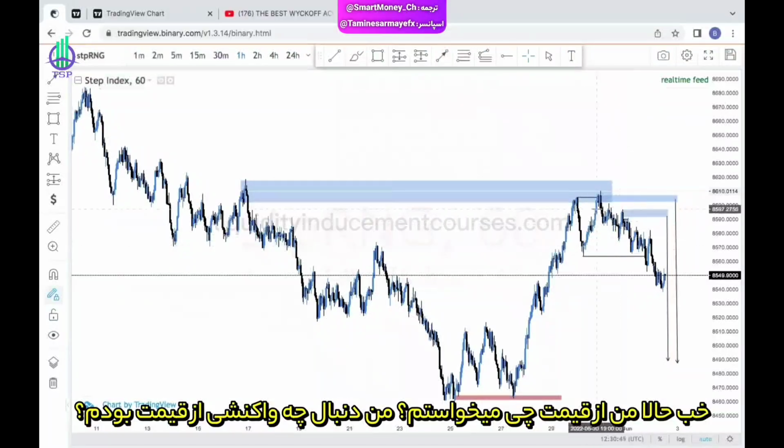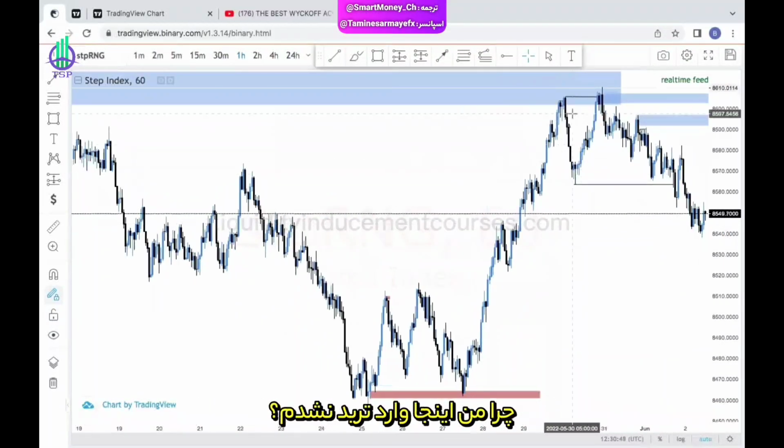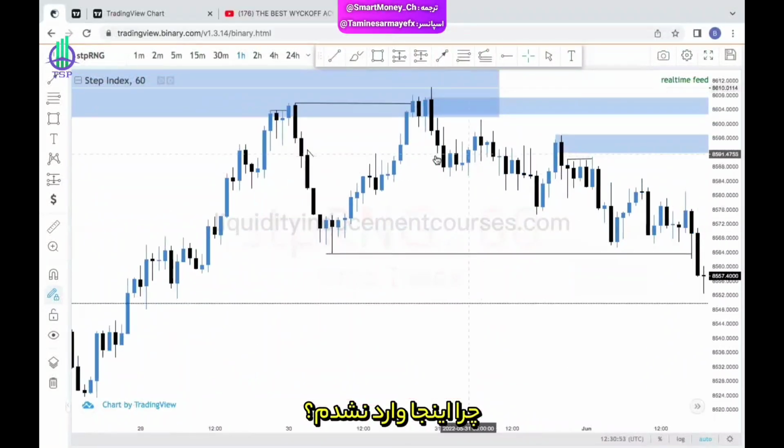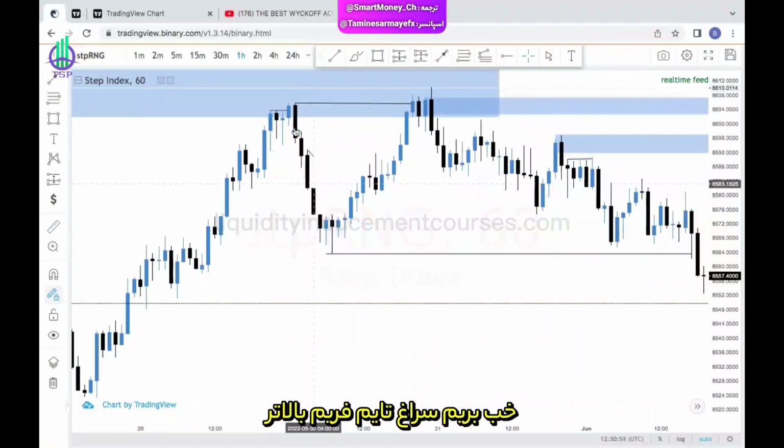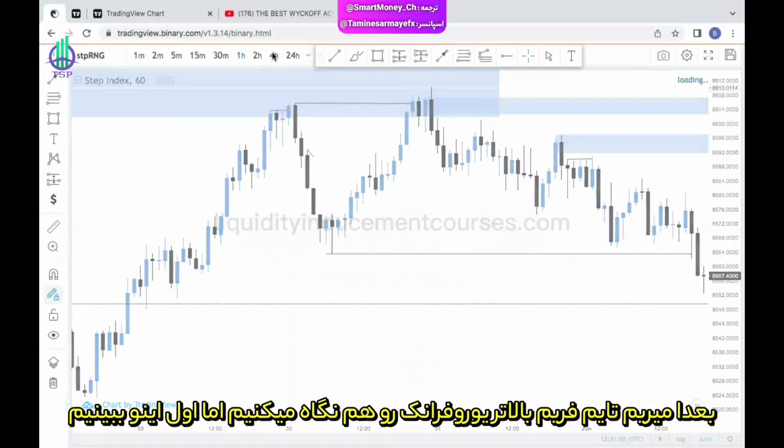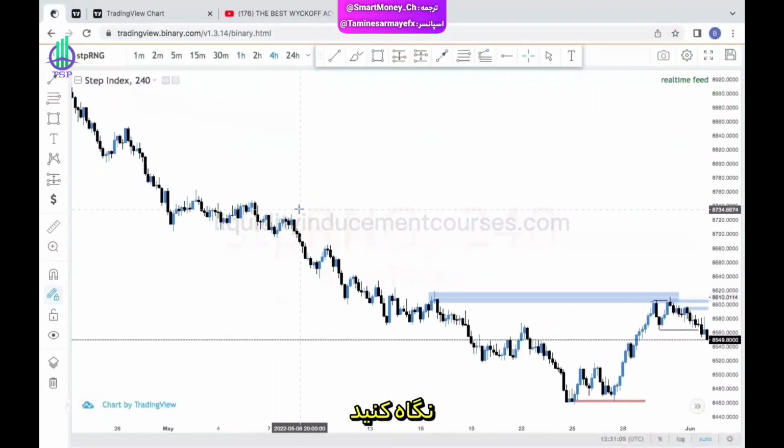Now, why did I want price? What was the reaction I was looking for? Why did I not enter on this level? Why did I not enter off this level? Let's go to a higher time frame. I will still go back there and then look at the higher time frame for Euro CHF. But let's look at this.